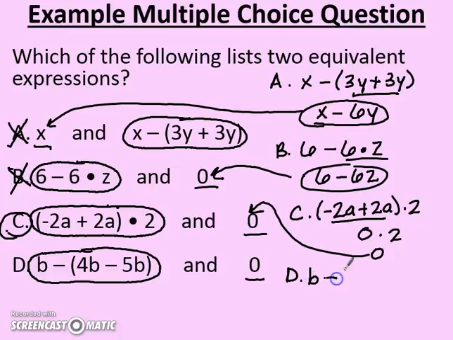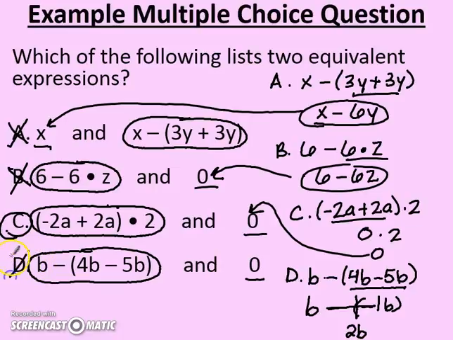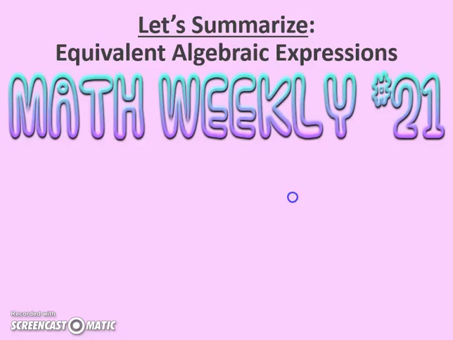So b minus parentheses 4b minus 5b. Start with the parentheses. If you have 4 and you owe 5, then you owe 1b. So we have b minus negative 1b. When you subtract a negative, the minus sign is the same as plus, so b plus b makes 2b, which is not the same as 0. So as you can see, C is the only one that contains a pair of equivalent expressions.